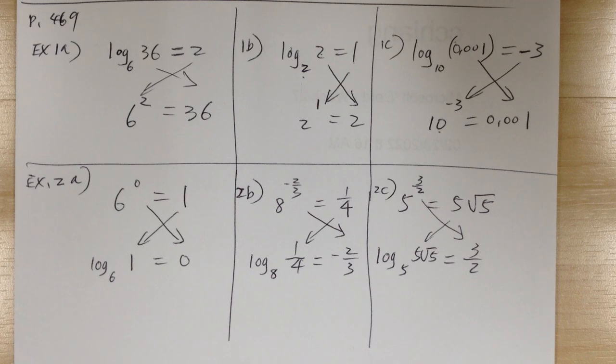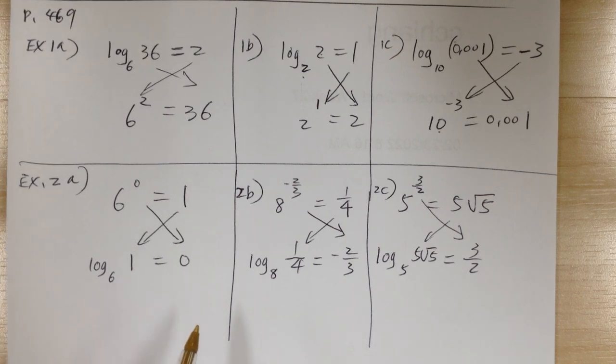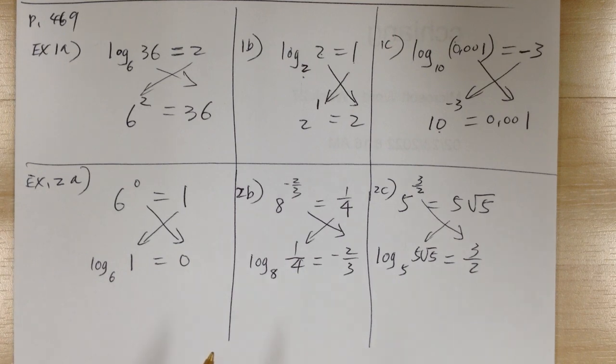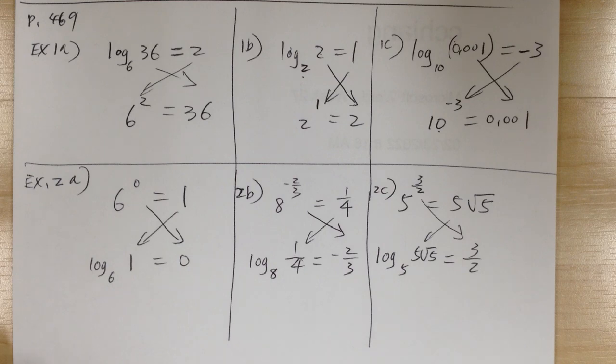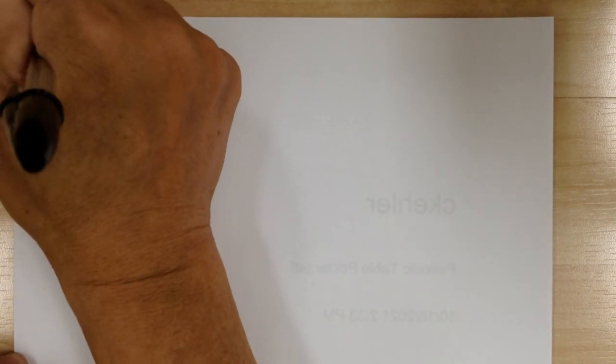Now, the log is used to evaluate numbers that are very large or very small, for example, in astronomy or in chemistry. Okay, let's go to example 3.